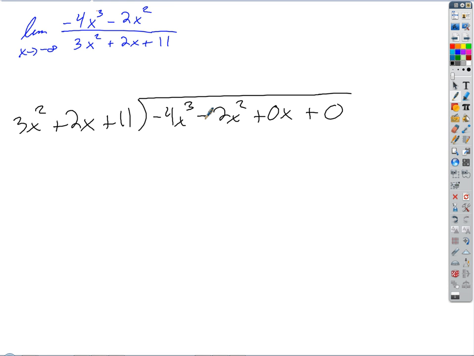Okay, Janelle, what do I do first? How many times does 3x squared go into negative 4x cubed? That won't be bad. It's going to be negative 1x, right? Yeah, 3 goes into negative 4 negative 1 times evenly, and x squared goes into x cubed x times. All we're really doing is saying, what is negative 4x cubed divided by 3x squared?